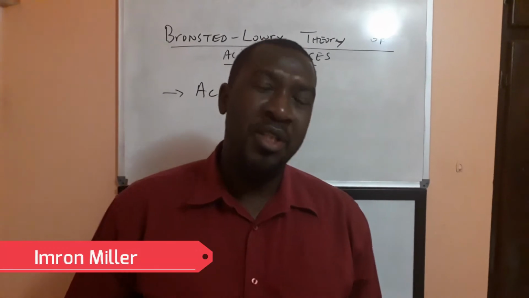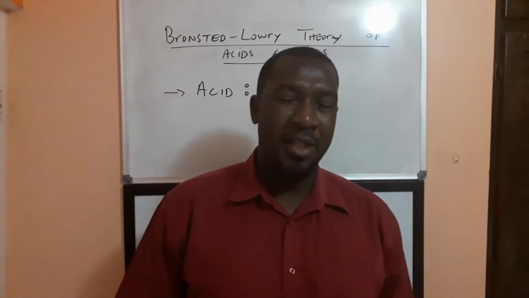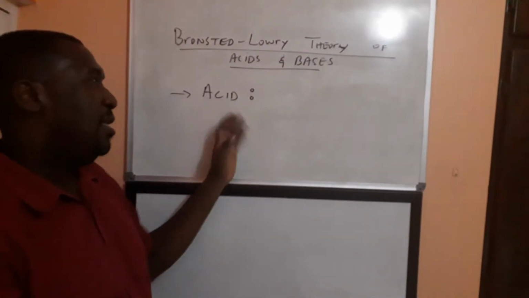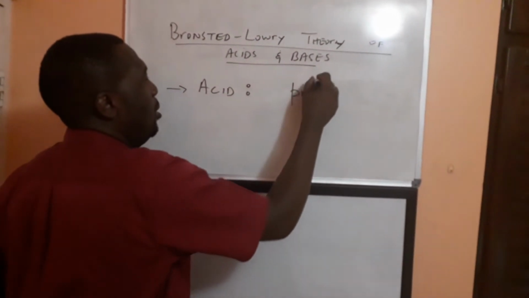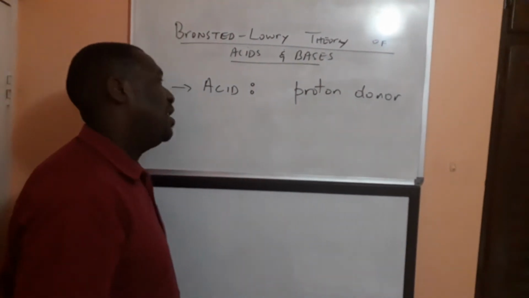Today we're looking at the Bronsted Lowry theory of acids and bases. Now, let's look at acids. According to Bronsted Lowry, an acid is a proton donor. And proton really means H plus ions.